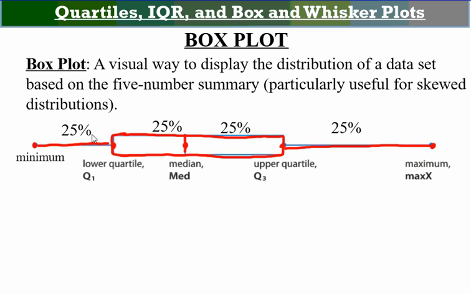So 25% of the data is between the minimum and the lower quartile. 25% of the data fall between the lower quartile and the median. 25% fall between the median and the upper quartile, and 25% fall between the upper quartile and the maximum. If you've ever taken a standardized test, it's similar to when you've heard of percentiles. Like if you're in the 80th percentile, you'd be somewhere in this upper portion, just above the 75% mark, which is right at the upper quartile.